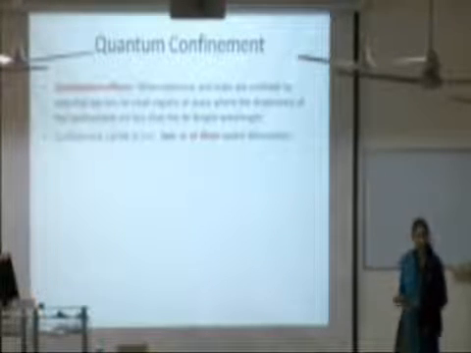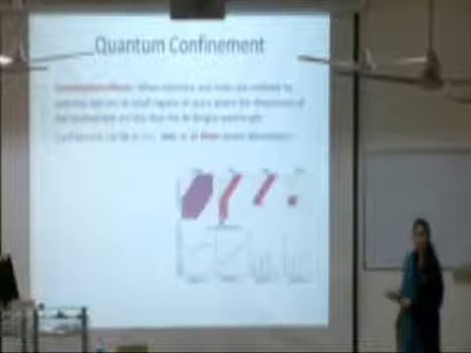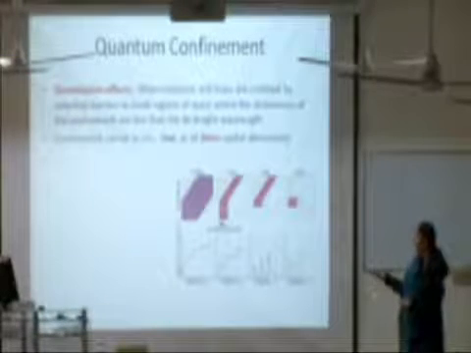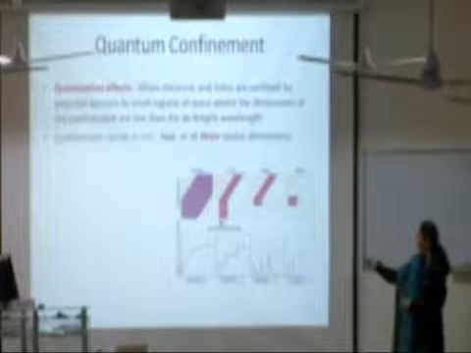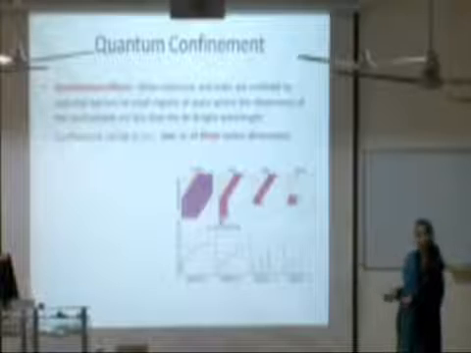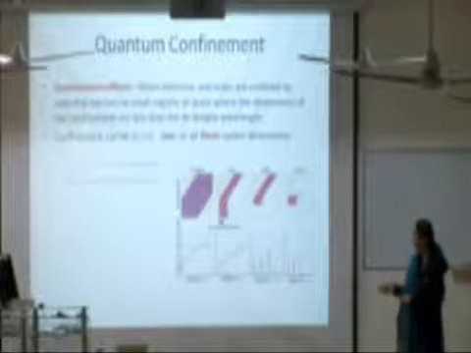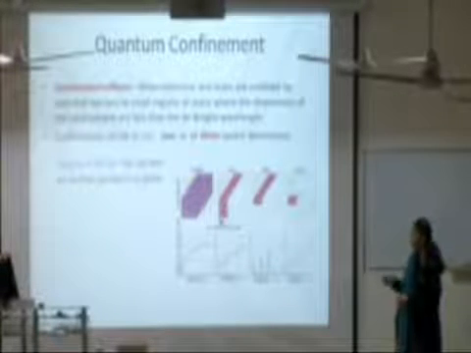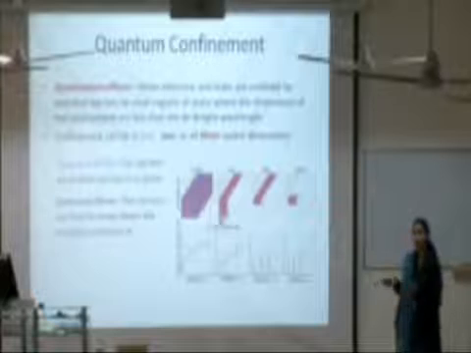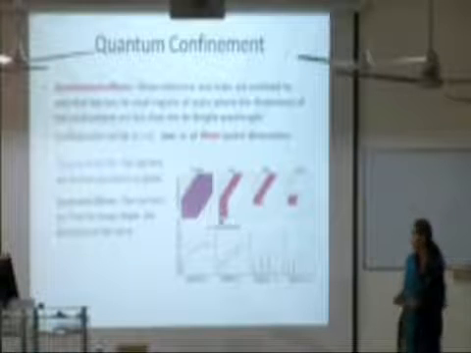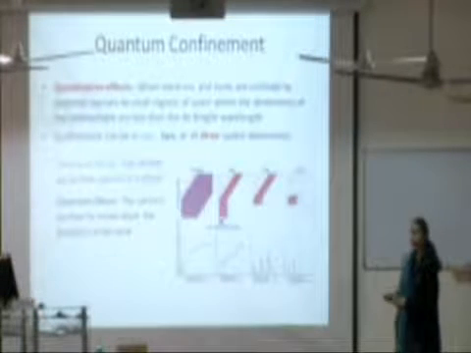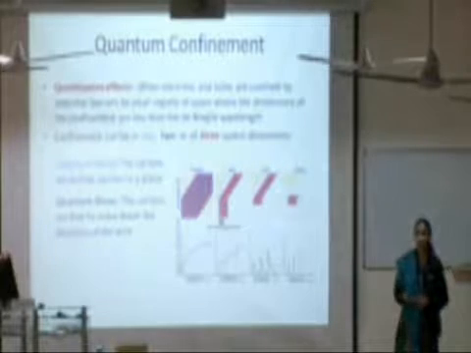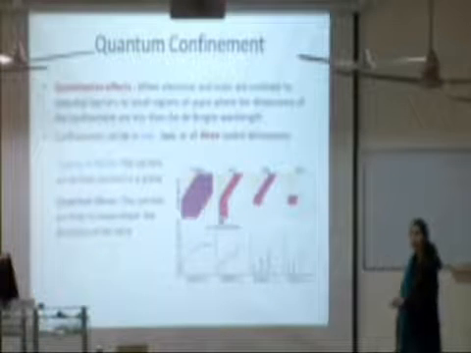So confinement can be in 1, 2, or 3 spatial dimensions. And this is the figure of a 3-dimensional solid. And if you start thinning it down in 1 dimension, you create a quantum well. If you thin it down in another direction, so now you're confined in 2 directions, you create a quantum wire. And if you confine the electron in all 3 dimensions, you create a quantum dot.